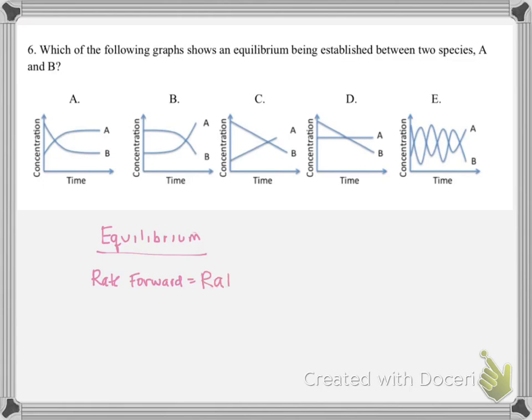And so when this happens, it's going to look like our concentrations stop changing. So there's no net change. They're going forward and backward at equal rates. So it looks like nothing's changing. And so initially what we'll have is some change and then it'll level out. And the scenario where that happens is here in graph A.